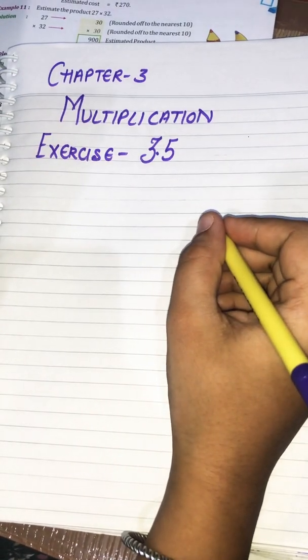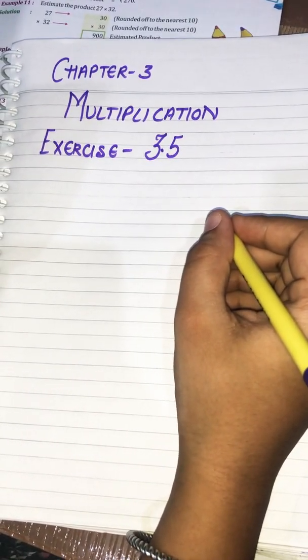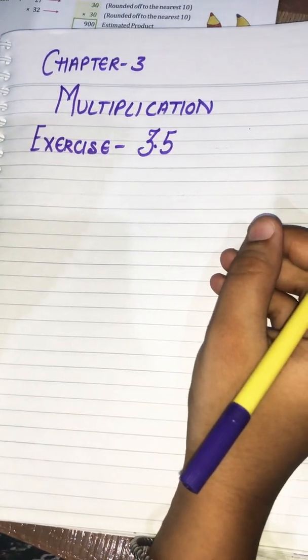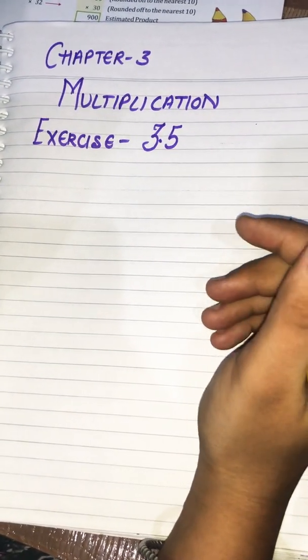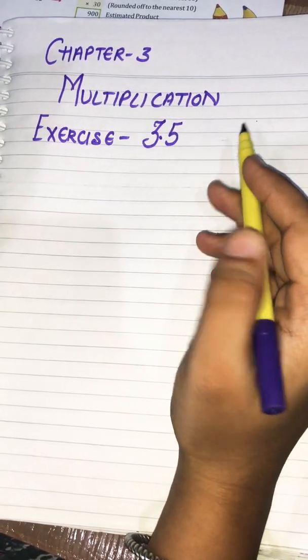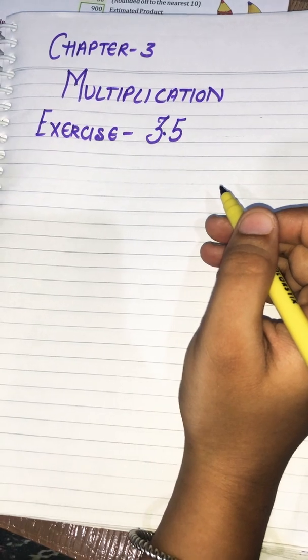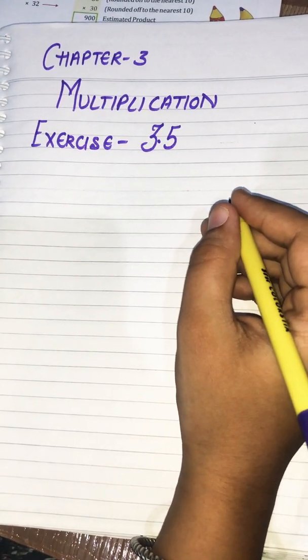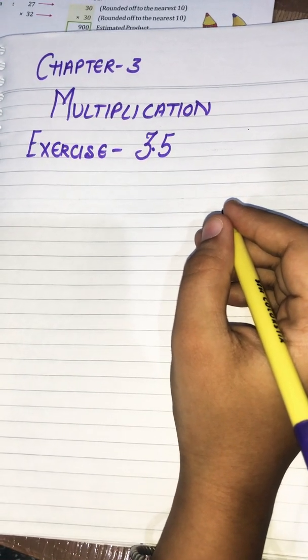We have completed exercises 3.1 to 3.4 of chapter 3 till now, and I assume that you all have gone through all these exercises. Now, we will move further with exercise 3.5, and this is the last exercise of your chapter as well. In this exercise, what we have to do is find the estimating product.